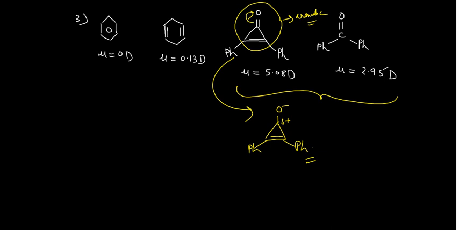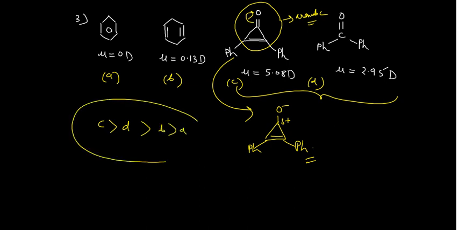Say if it is A, if it is B, if it is C, if it is D. So C is having the highest one, followed by D, and then you are having B, and lastly you are having A. But you need not worry about these two species, because this dipole moment of 0.13 is very, very small. Okay, so you don't worry about this one. The main question is the difference between these two. So this is something very, very important.